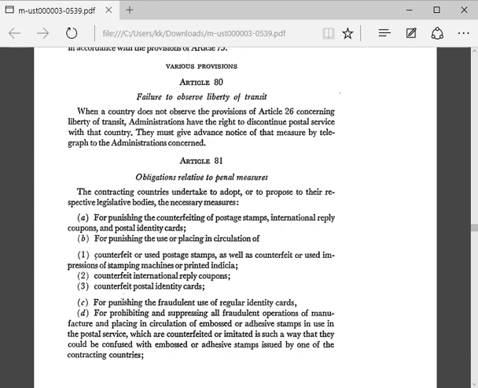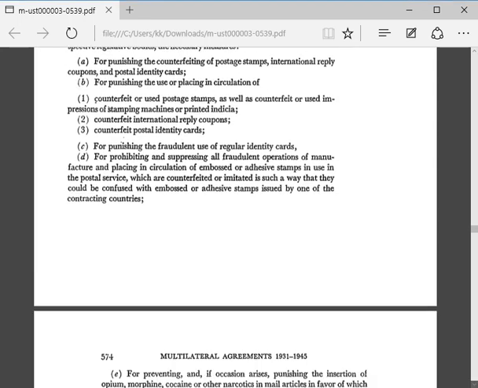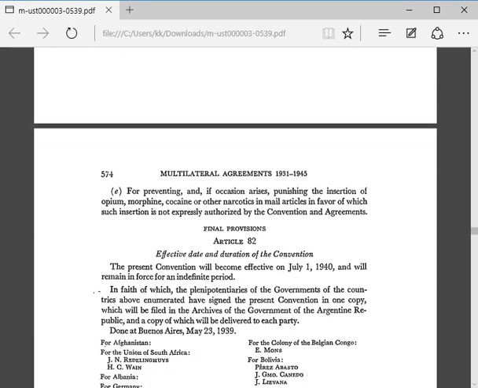for prohibiting and suppressing all fraudulent operations of manufacture and placing in circulation of embossed or adhesive stamps in use in the postal service, which are counterfeited or imitated in such a way that they could be confused with embossed or adhesive stamps issued by one of the contracting countries; for preventing and, if occasion arises, punishing the insertion of opium, morphine, cocaine, or other narcotics in mail articles in cases in which such insertion is not expressly authorized by the convention and its agreements.